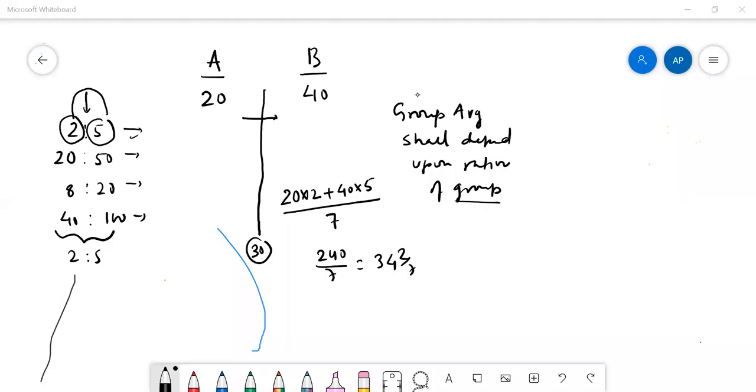I have taken some ratio which is not giving me an integer average, but you can just say that the average has shifted towards B, which is 34 2 by 7. Meaning it is greater than 30. Why is it greater than 30? Because the number of students in B is greater.